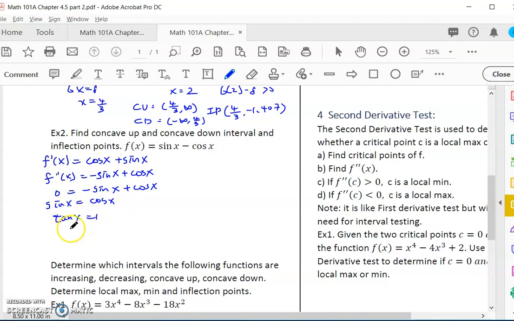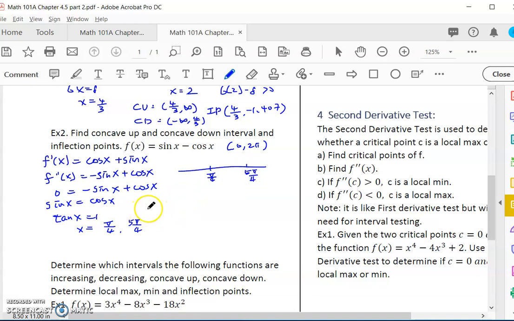What they didn't tell us is the interval. I'm just going to do from 0 to 2 pi, because there are tons of solutions. From 0 to 2 pi, the two numbers where tangent x is 1 are pi over 4 and 5 pi over 4, in quadrants 1 and 3 of the unit circle. So we have these two, and we will use them to do the number line: pi over 4, 5 pi over 4.